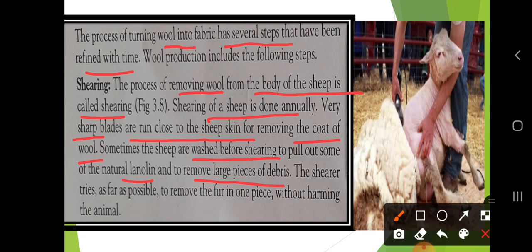Sometimes if dust particles are occupying the surface of the sheep, then it needs to be washed, or you can say we need to give that sheep a bath. For getting pure, good wool, we need to wash it properly. The shearer tries as far as possible to remove the fur in one piece without harming the animal. So the man is trying to remove the hair in one piece itself, without harming the animal.